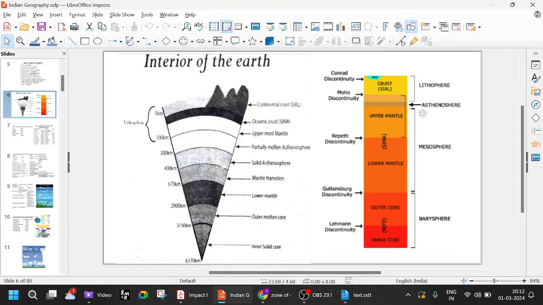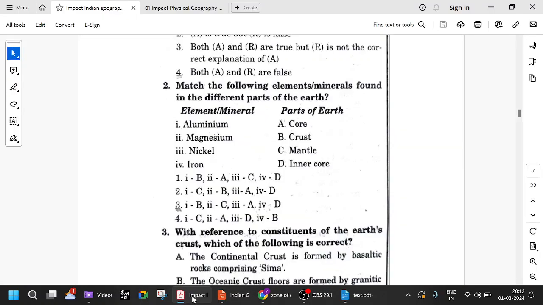Okay, so try to remember all these things. The upper crust is having Sial, silicon and aluminium. And the upper oceanic crust and the upper mantle is having Sima. Basically, the mantle is having silicon and magnesium. The outer core is having more of nickel, and the innermost core is full of iron. Okay, fine. So this is option 3: 1B, aluminium is in the crust, and magnesium is in the mantle, and 3A, nickel is in the core, and in the inner core it is iron.